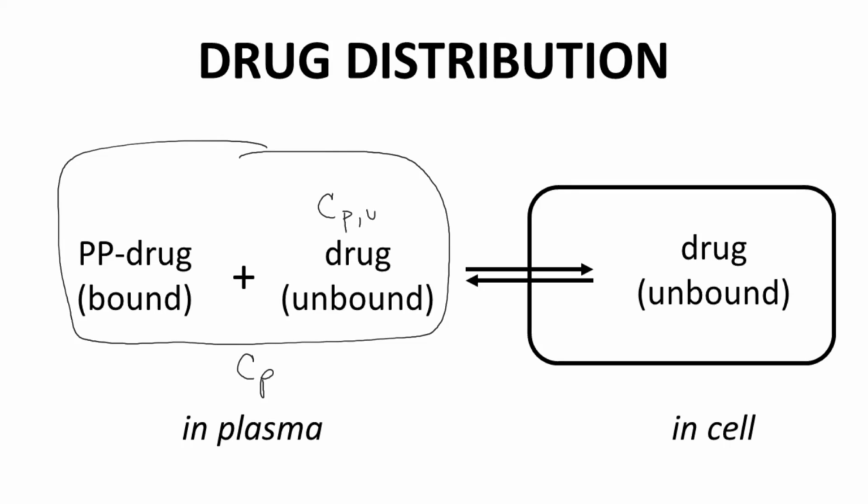The unbound drug is free to distribute throughout the body, including diffusing across membranes and entering cells. Let's assume our target is within a cell. The unbound drug can enter cells. At equilibrium, CT will be the same as CP unbound. Therefore, by measuring CP, we can infer the concentration of the drug at the target. Super useful.